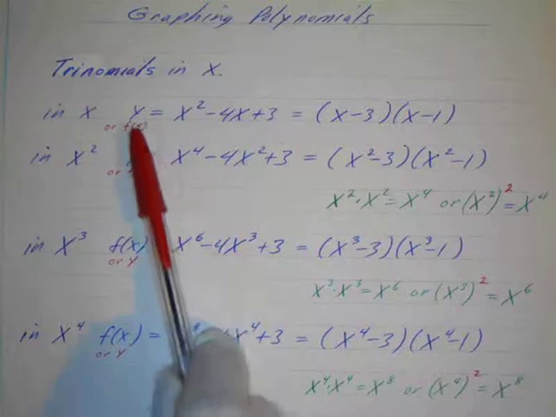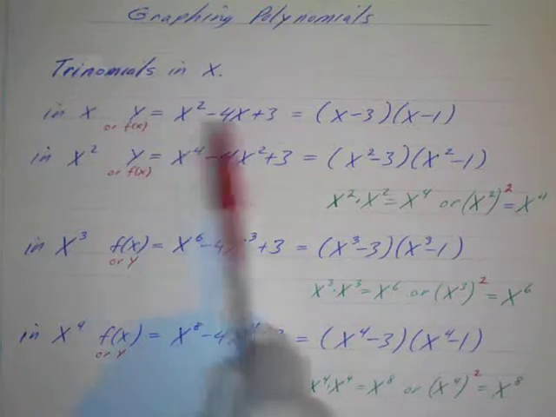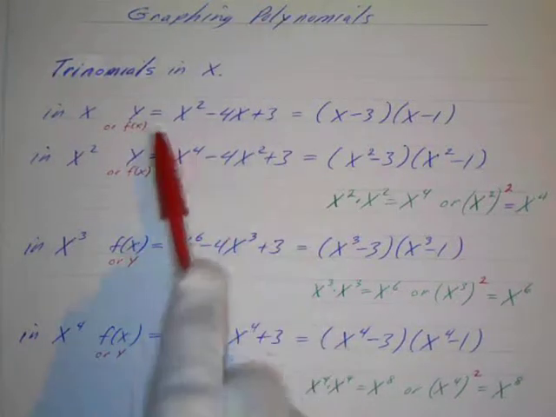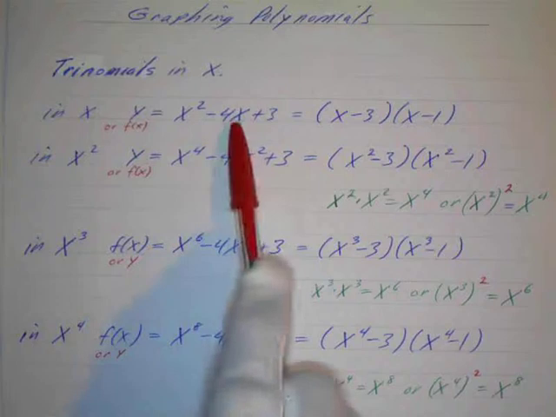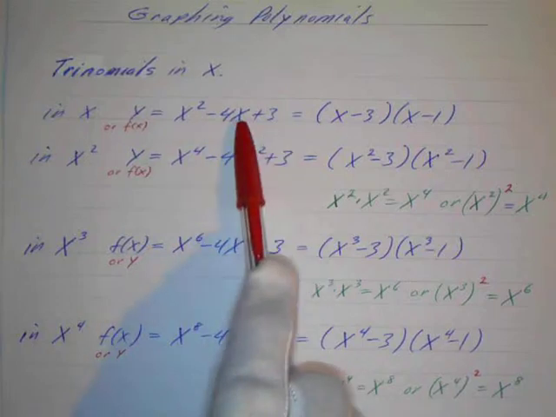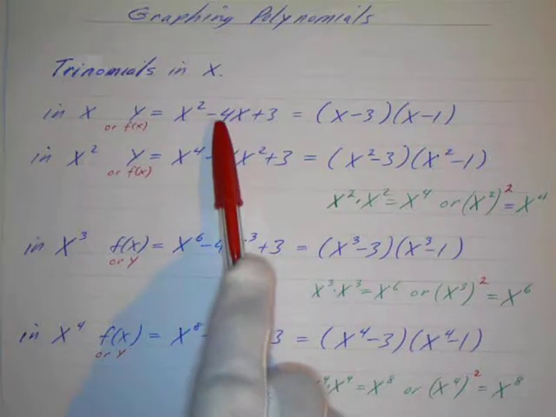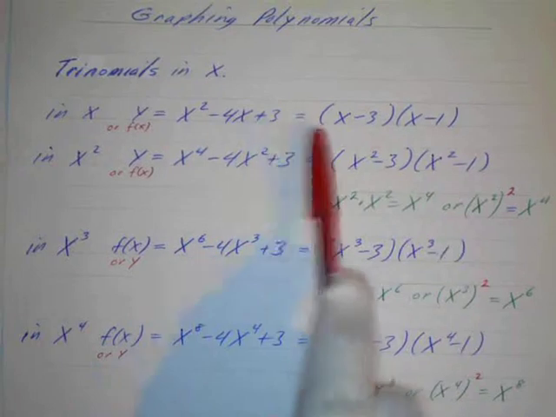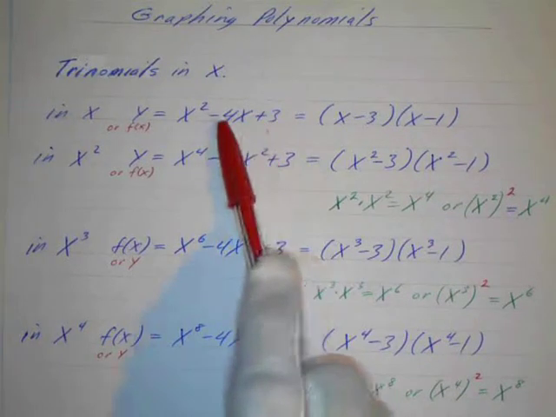Y is a function of x, so the vertical value is defined by this rule or algorithm. So in x, y equals x squared minus 4x plus 3. This will be called a trinomial in x. If we factor this, remember, the signs are the same. This tells me what they are.